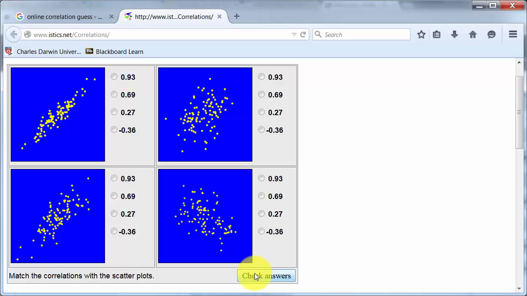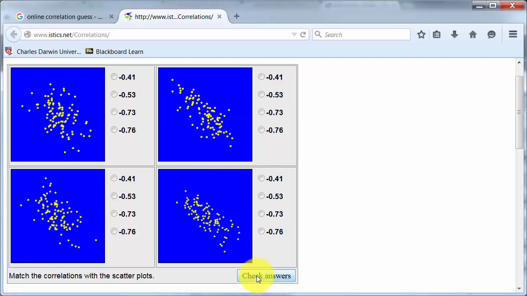I'm not going to bother doing this a lot, but I'll do just one or two more to illustrate. So here, very strong positive, it's got to be that. Fairly strong positive, got to be that. Negative, there's only one negative in there, that. And weak positive, got to be that.